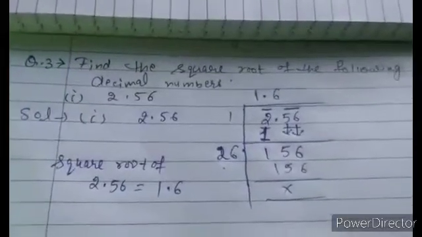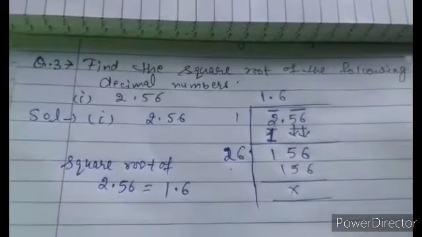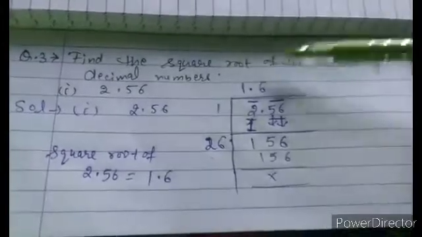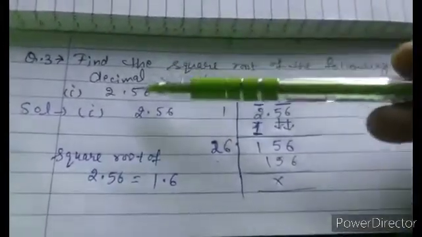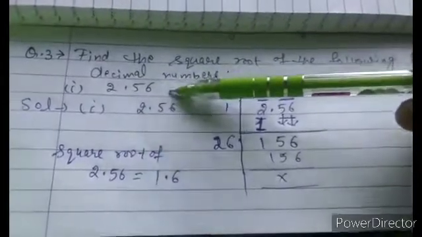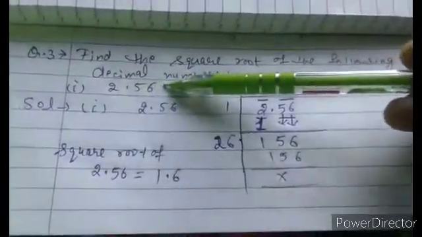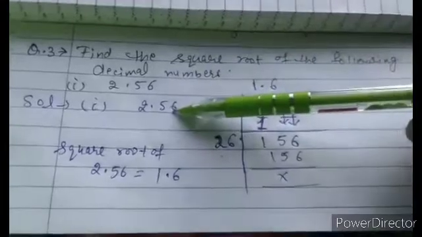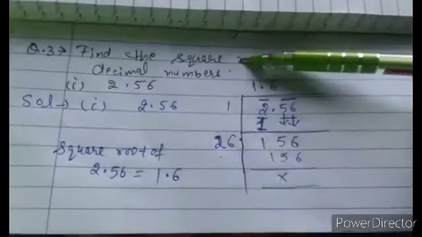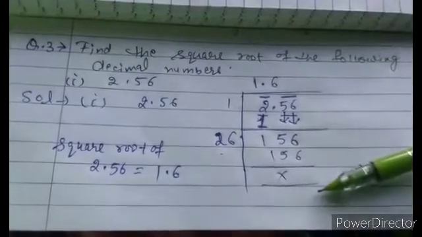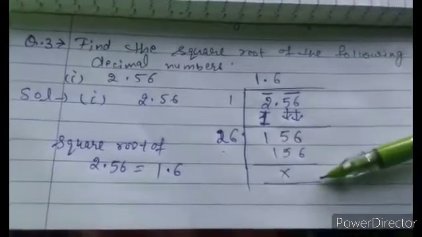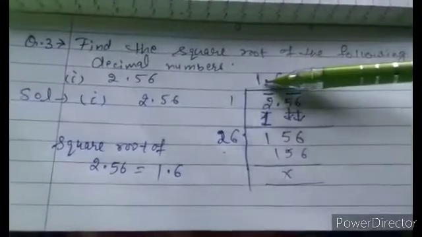NCERT 8 class math exercise 6.4 question number 3. Find the square root of the following decimal numbers. Here the first part we will discuss: 2.56. The square root we have to find with the division method. The same division method, just the decimal we need to apply.